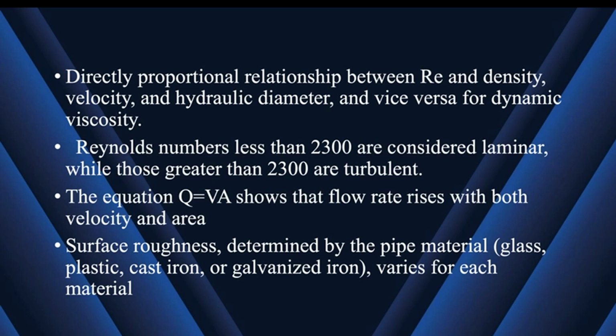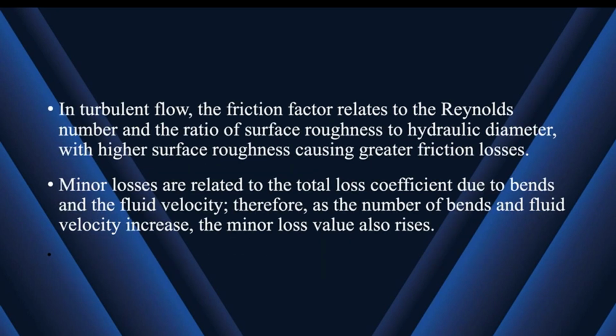Surface roughness is determined by pipe material, for example, glass and plastic are 0. And in turbulent flow, the friction factor relates to Reynolds number and the ratio of surface roughness to hydraulic diameter, with higher surface roughness causing greater friction losses. Minor losses are related to the total loss coefficient due to bends and fluid velocity. Therefore, as the number of bends and fluid velocity increase, the minor loss value also rises.